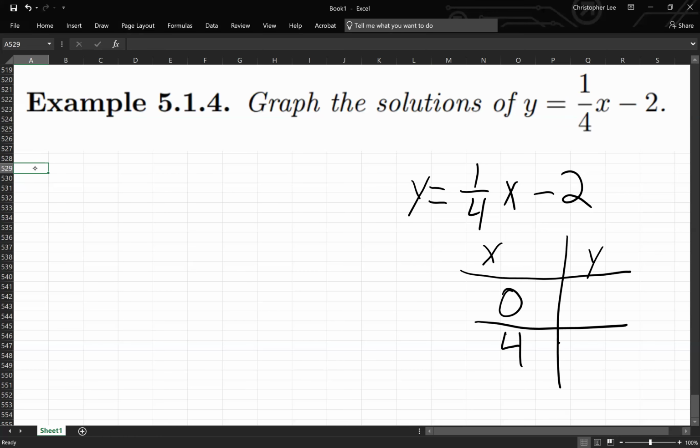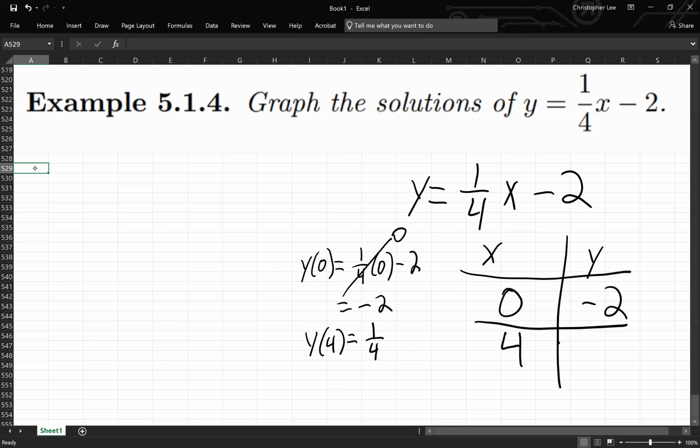So right after that, you just plug it in. Let's say y of 0. You already know what that is. It's going to be 1 over 4 times 0, minus 2. This whole thing is just 0, so this is just negative 2. And let's say y of 4. This is going to be 1 over 4 times 4, minus 2. The 4s will cancel. This becomes 1 minus 2, which is negative 1, exactly. And that's it. Just plot that and you're good to go.